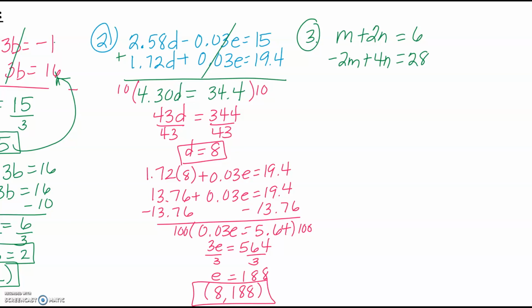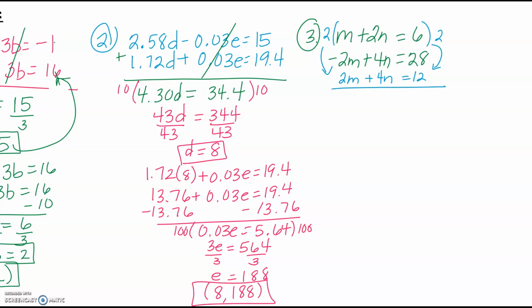So if I have 1m and I want to have 2 m's, I'm going to multiply through by 2. I am multiplying everything by 2, every term. The m, the 2n, and the 6. I'm going to rewrite it down here. So I get 2 times m is 2m. 2 times 2n is 4n. 2 times 6 is 12.